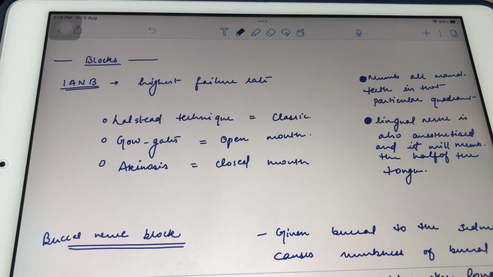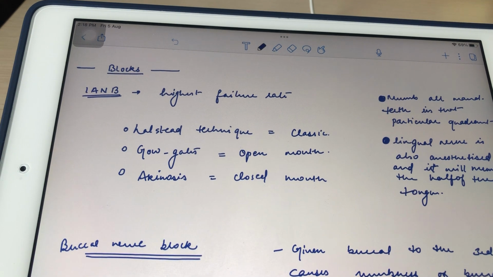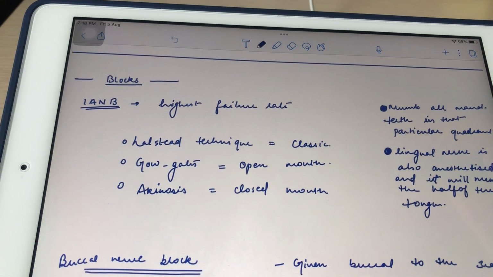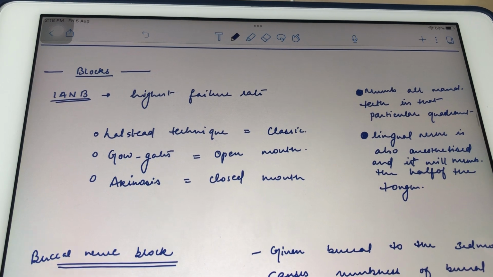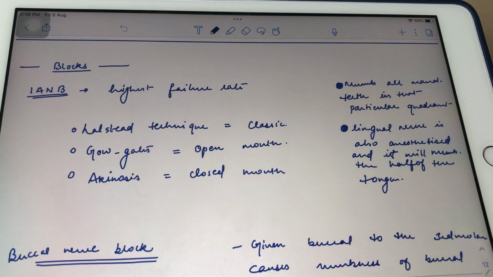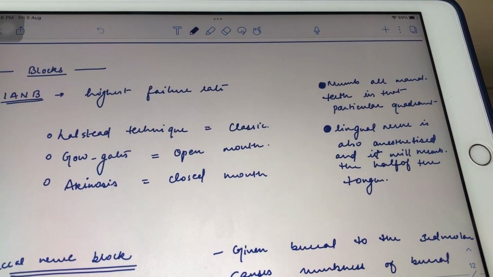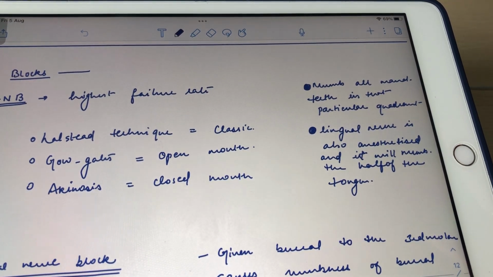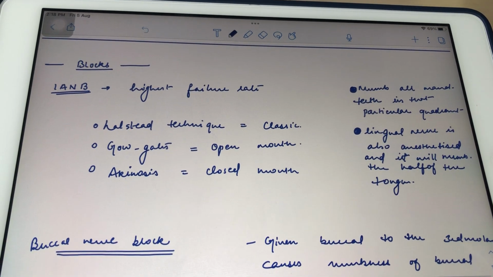Now there are several types of blocks which can be given by local anesthesia. The first one is inferior alveolar nerve block. This has the highest failure rate. Now it numbs all the mandibular teeth in that particular quadrant, like first quadrant, second quadrant, third or fourth. Lingual nerve is also anesthetized and it will also numb half of the tongue of that particular side.